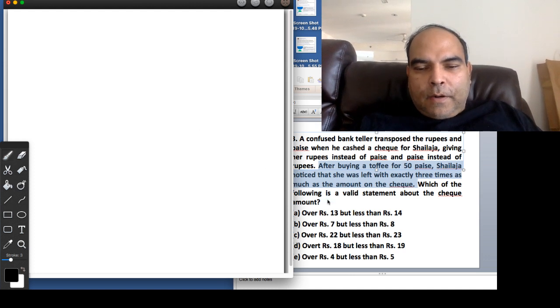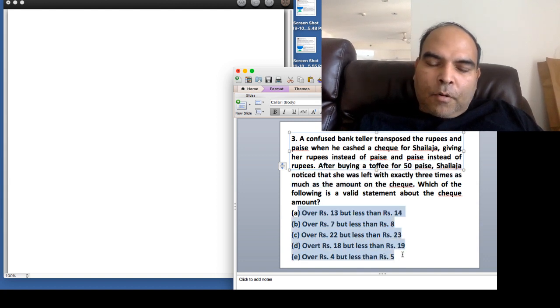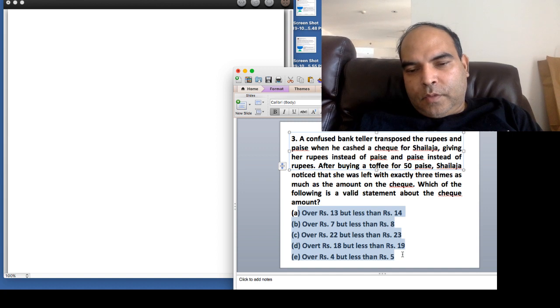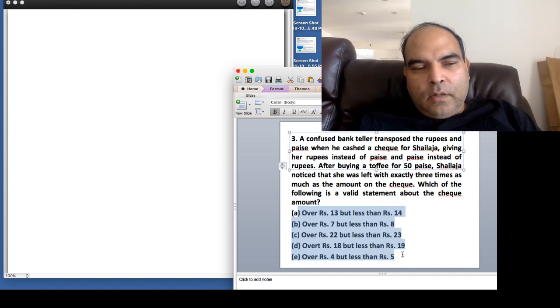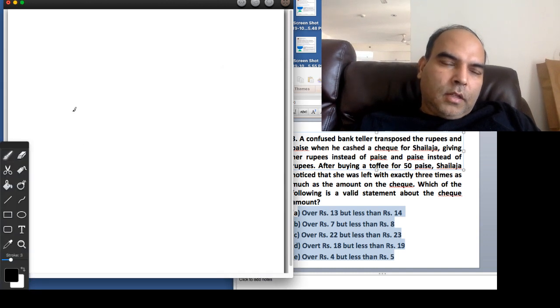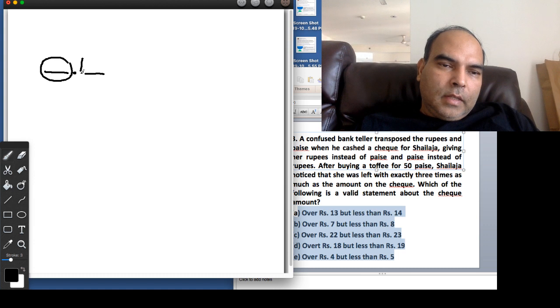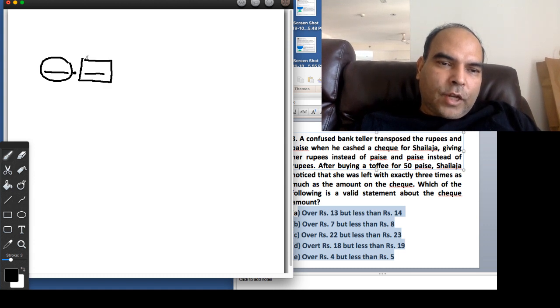See, the best part of this question is that you have options. The question is, which of the following is a valid statement about the check amount? Is the check amount above 13 and below 14, 7 to 8, 22 to 23, 18 to 19, or 4 to 5? So the key here is to understand that this was the original amount of the check and this was the amount given.